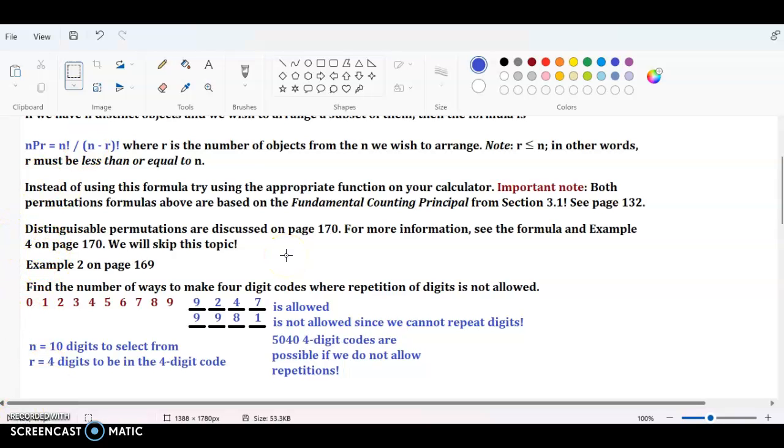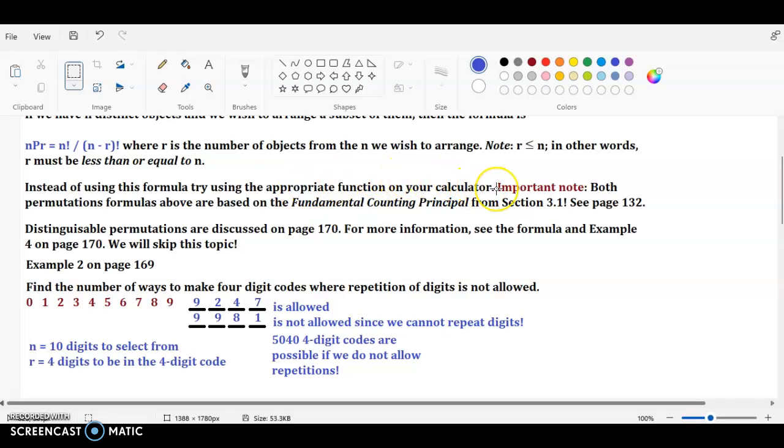So before we move on to other topics in this section, I want to revisit a topic that we discussed in section 3.1. It may not be obvious why we use this formula, or why the formula looks the way it does. So instead of using this formula, try using the appropriate function in the calculator, which I just showed you.